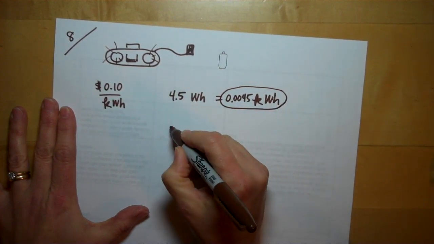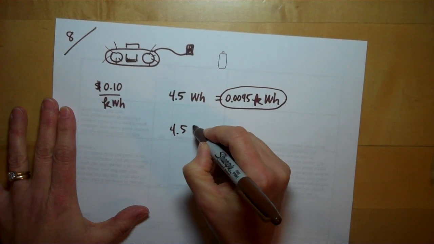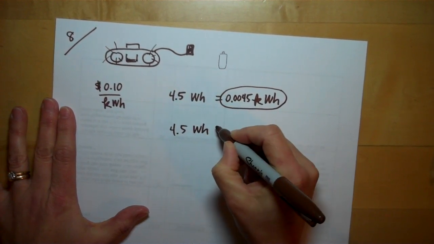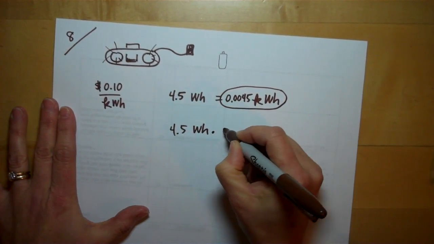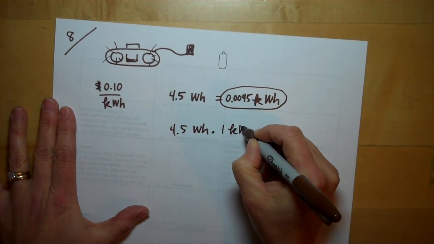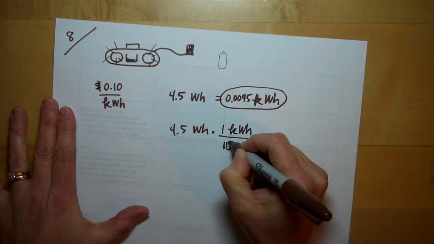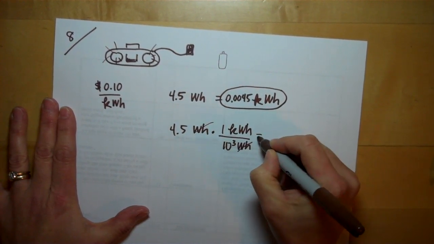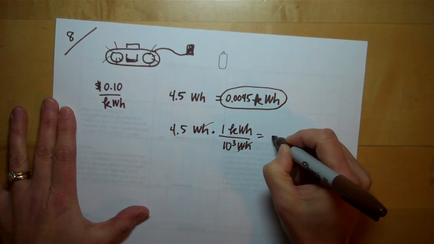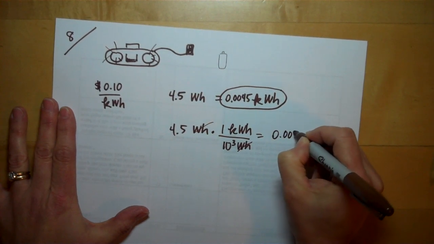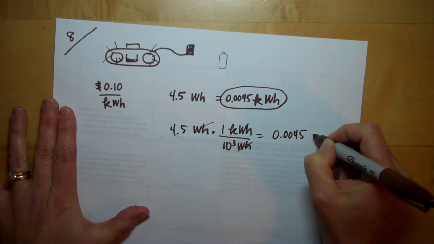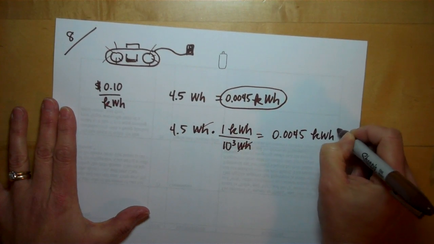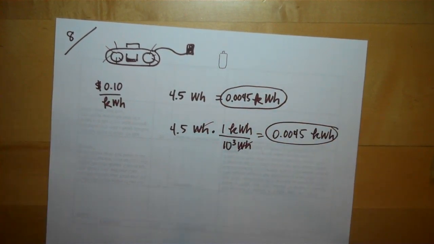If you don't want to do it that way, you could do it like this. 4.5 watt hours of energy coming from that battery. And you know every 1 kilowatt hour has 10 to the 3rd watt hours. Watt hours cancel. So you're dividing by 1,000 and you get the same number. So 0.0045 kilowatt hours of energy would be provided by that battery.